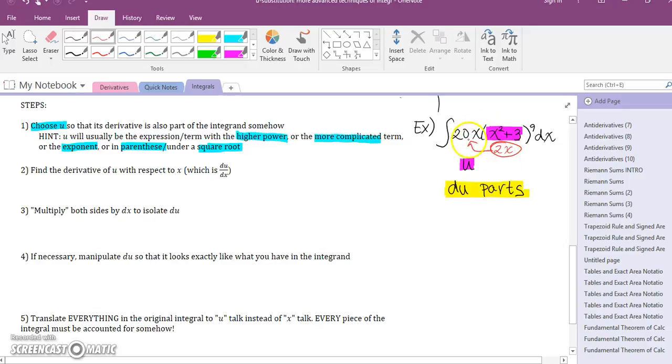So 2x is a form of 20x. They have the same degree, at least, a degree of 1. So I can work with that. I'm going to highlight all the other stuff. That's going to be my du, or the parts of my du. So let's actually go through this problem.